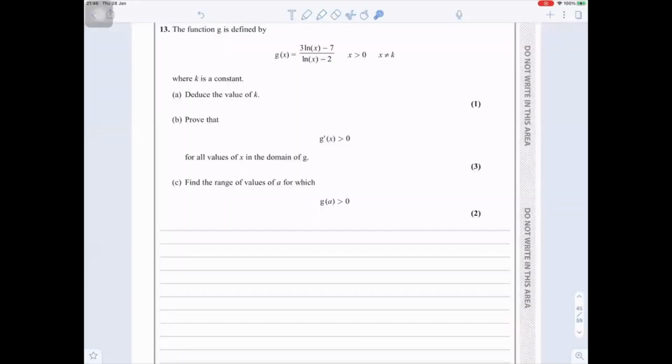Question number 13. The function g is defined by g of x equals 3 ln x minus 7 over ln x minus 2, where k is a constant. Deduce the value of k.